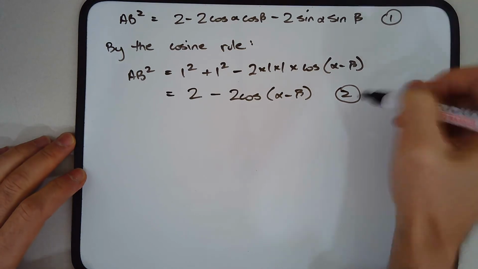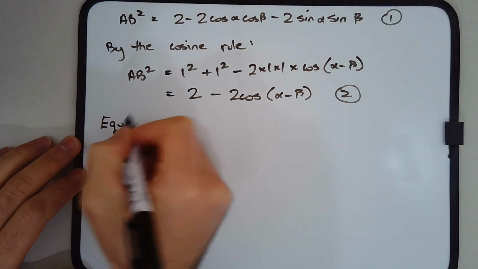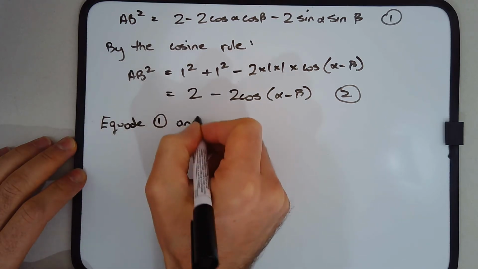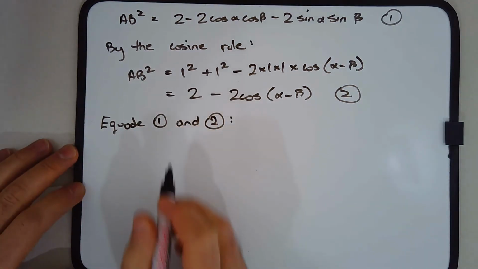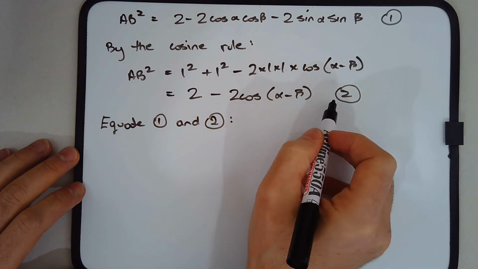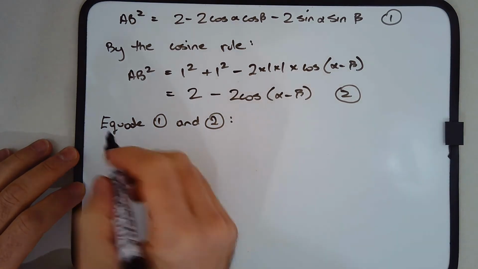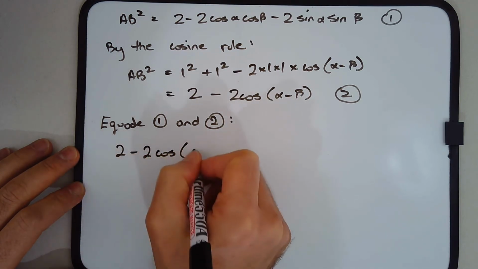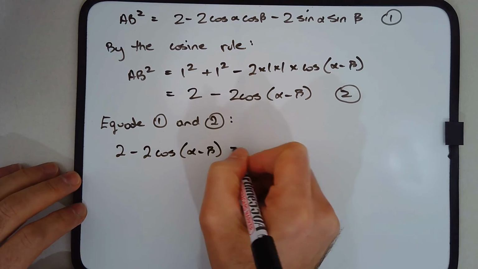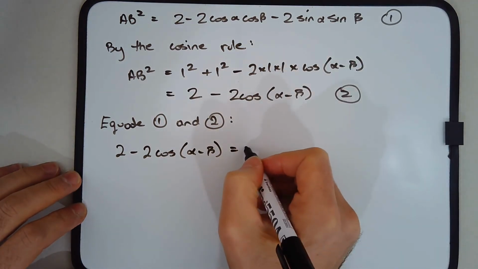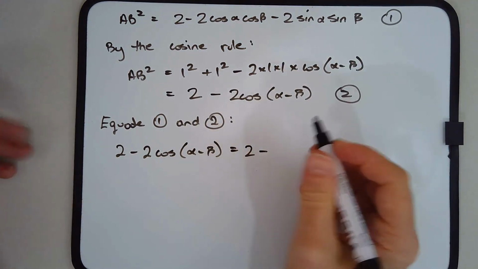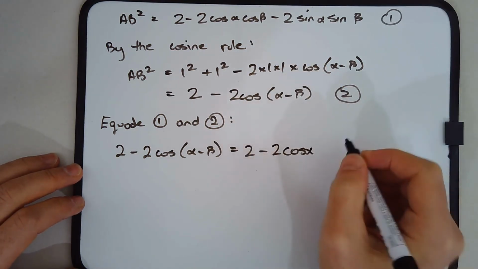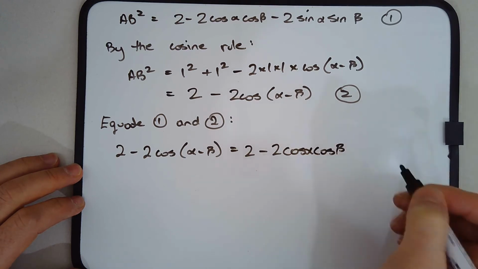Now we can equate 1 and 2, since they're both equal to AB squared. So I'm going to start off with equation number 2 because I want the cos alpha minus beta on the left-hand side. So let's do that. 2 minus 2 cos of alpha minus beta is equal to equation number 1, since it's the same distance, exactly the same interval, they're just expressed two different ways. That's why I like this proof. It sort of shows you there's multiple ways of achieving almost the same thing.